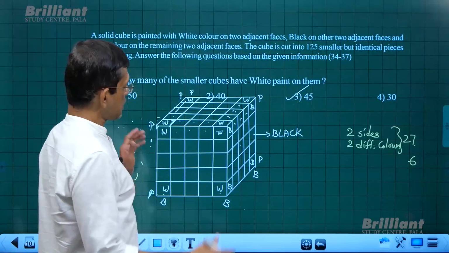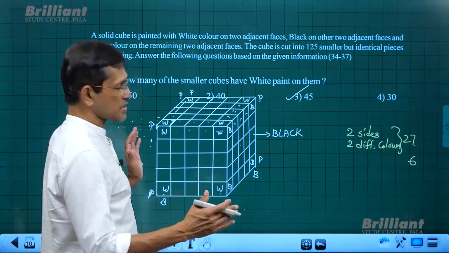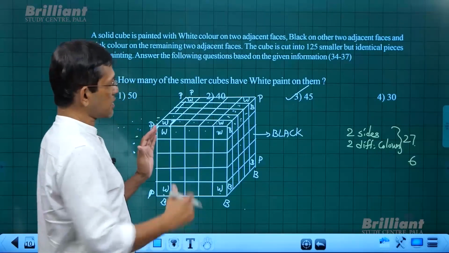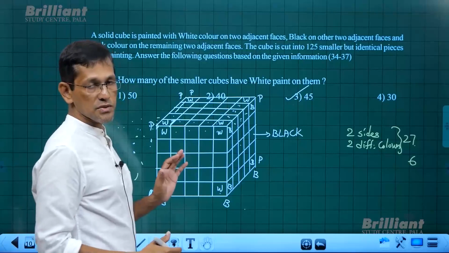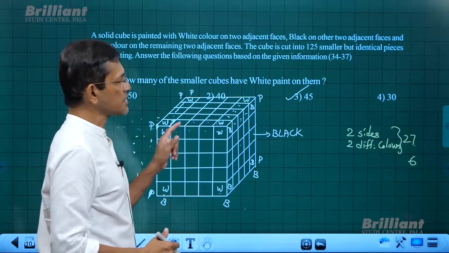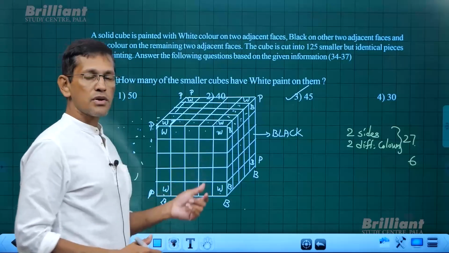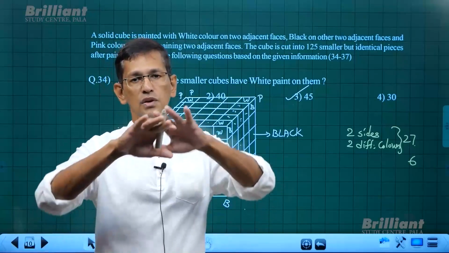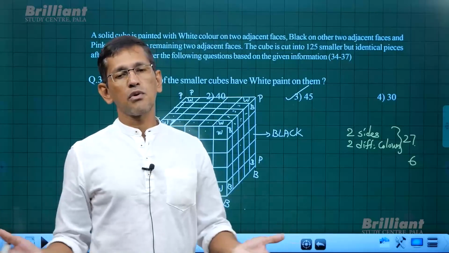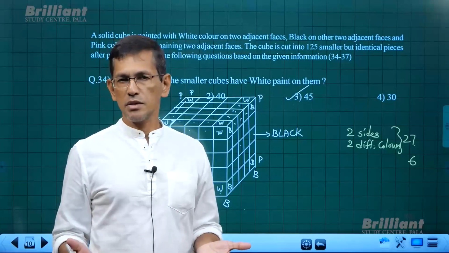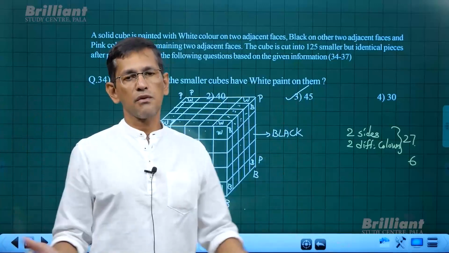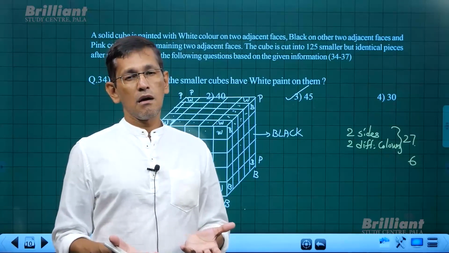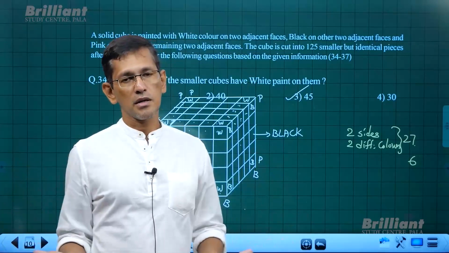So ultimately, when you make an outer cover for this cube, the size of that outer cover would be one extra on this side, one extra on this side, one extra on this side, one extra on this side. That's the way it works. So this is a 5 into 5 into 5 cube. The size of the outer cover would be 7 into 7 into 7. If you see a cardboard box which covers any item you buy, you see that all the faces are covered. So that cardboard box would be larger than the item you buy.